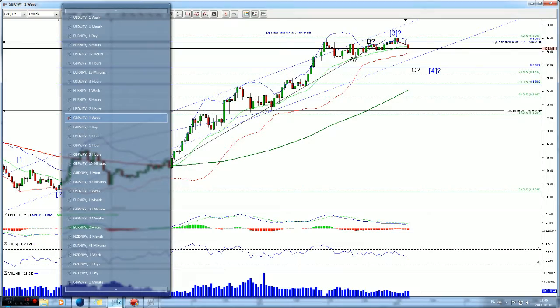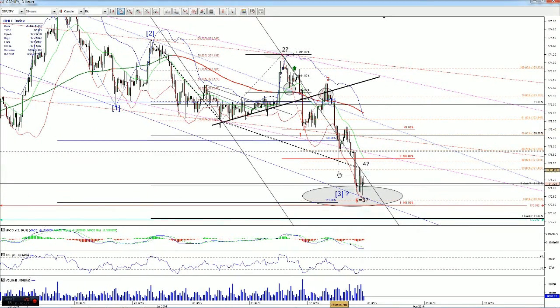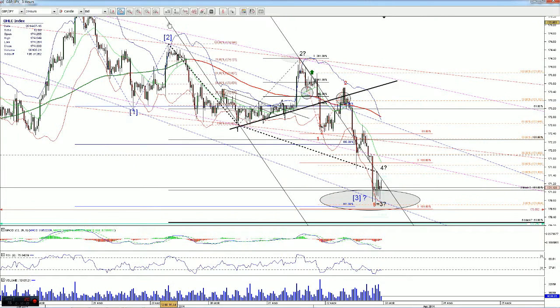Now I go to this 3 hours chart, and I think we are developing a 5 waves move to the downside. We had 1, 2. This is a 1, 2, and there was another 1, 2, 1, 2, 3, 4, 5. So the red 5 is completed. So this is already said.